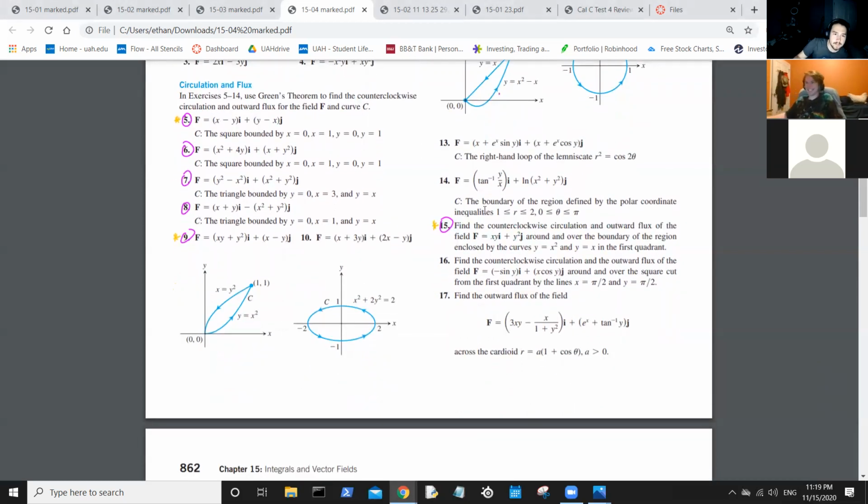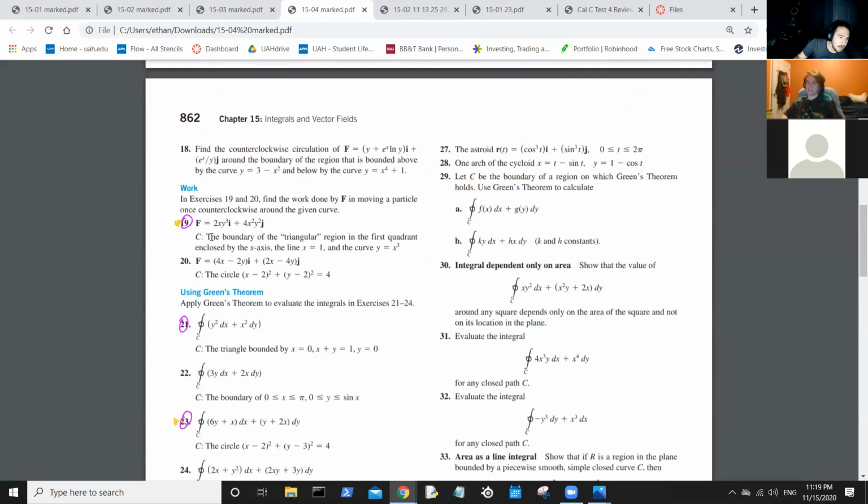15. This looks like circulation still. Yeah, couldn't care less. We just did that. This is find the work done by function in moving a particle once counterclockwise around the curve. What the hell? I believe work equals flow or circulation based on the one formula from like 15.2. So work is equal to circulation. Okay.